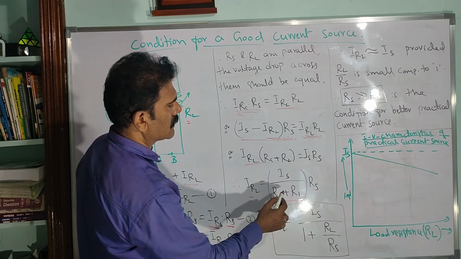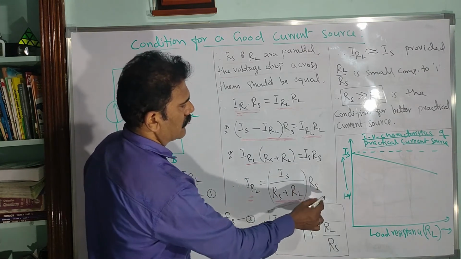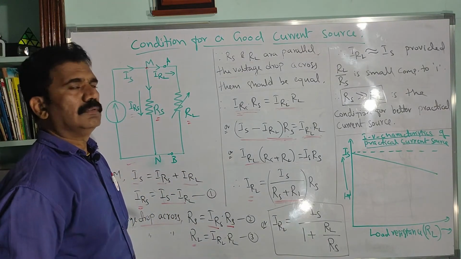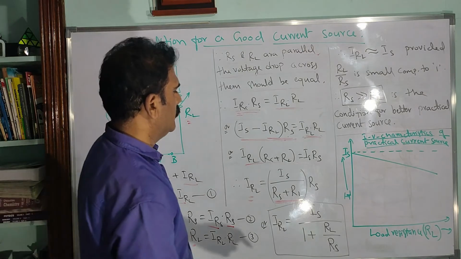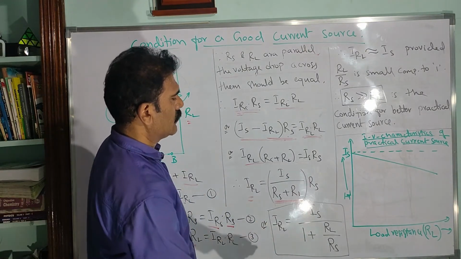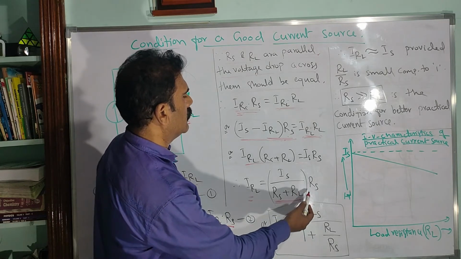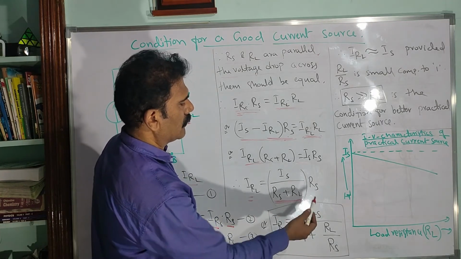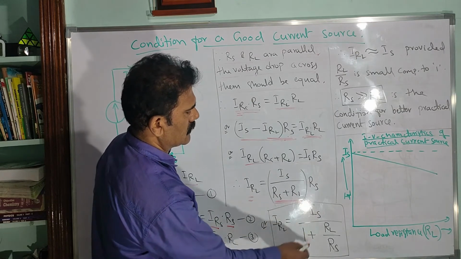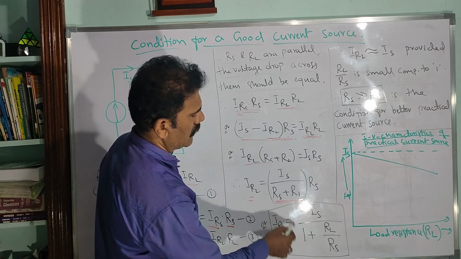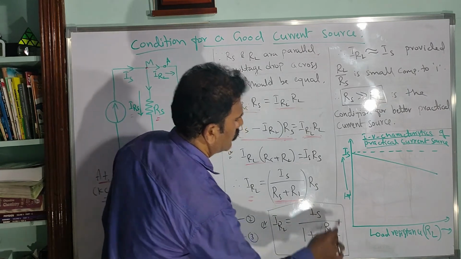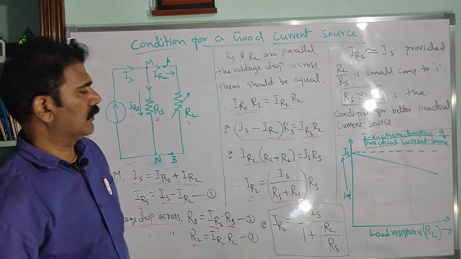IS divided by RS plus RL and into RS as it is. Simple step here to consider. Then divide by RS. That's it. In the next step, IRL is equal to, so divide by RS, numerator and denominator, you will get IS in numerator. RS by RS is equal to 1, divided by RS by RS equal to 1 plus RL by RS. So this is a separate ratio you will get in the equation.